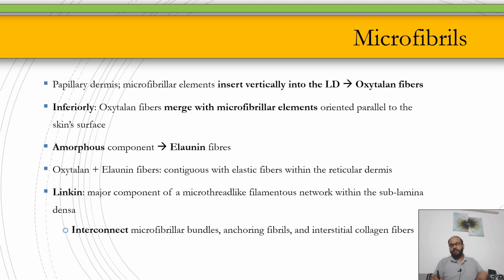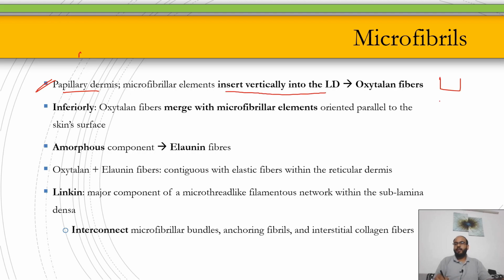Now coming to microfibrils, we have reached the type 4 collagen in the lamina densa. We have crossed that. We have reached the type 7 collagen in the anchoring fibrils. We have reached type 1 and 3 collagen in the dermis. Microfibrils are other protein molecules in the dermis which attach to anchoring fibrils. So these microfibrils are present in the papillary dermis and they insert vertically into the lamina densa.